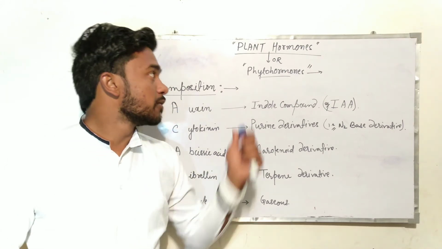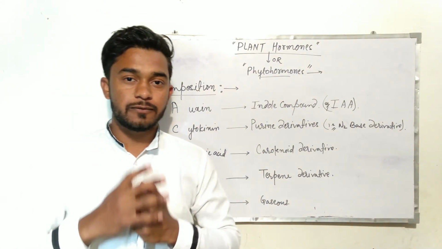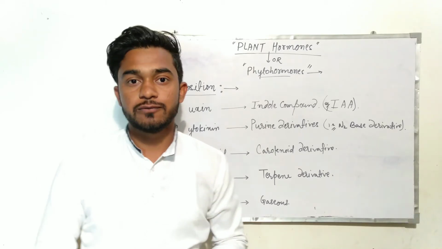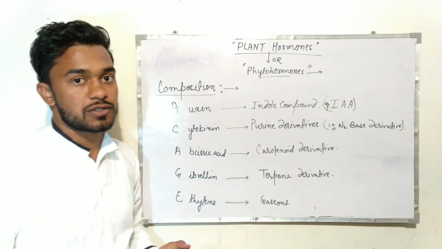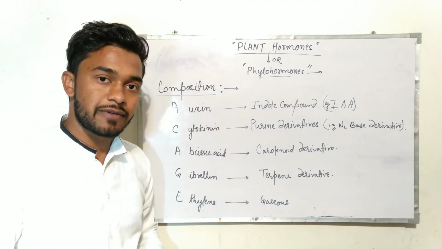Okay, now we'll talk about the composition of phytohormones. Before discussing the composition, we will discuss the trick to remember these 5 phytohormones. So basically we have 5 types of phytohormones.